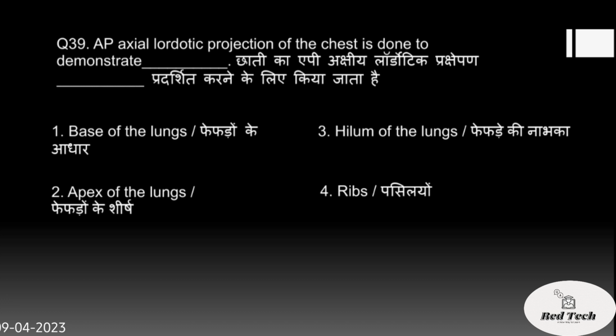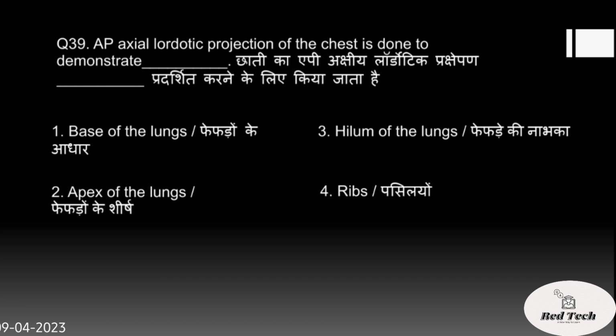Question number 39. AP axial lordotic projection of the chest is done to demonstrate. So why do we do the AP axial lordotic projection? What is demonstrated in that projection? Options are base of the lungs, option second is apex of the lungs, option 3 is hilum of the lungs, and option 4 is ribs.